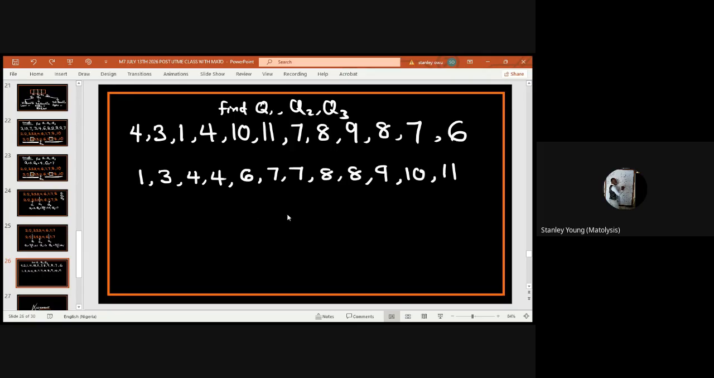Now tell me where Q2 will lie. We want to find the middle data. Just tell me where it lies. Between 7 and 7. That's correct. So Q2 is going to lie between 7 and 7, somewhere around here as our Q2.